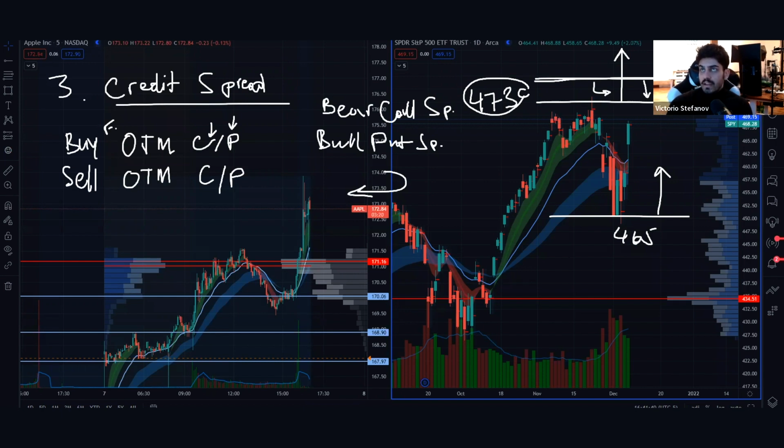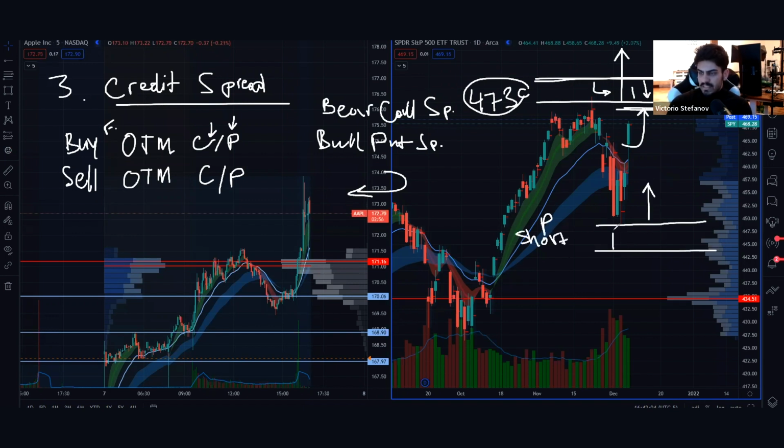On the other hand, if we do the put side, in this case, we don't want price to get within this area. We want price to stay under the short call. If we are doing the same thing on the put side, we have a short put, so we want price to stay above this level, and then we're going to buy a put to minimize the potential maximum risk here.